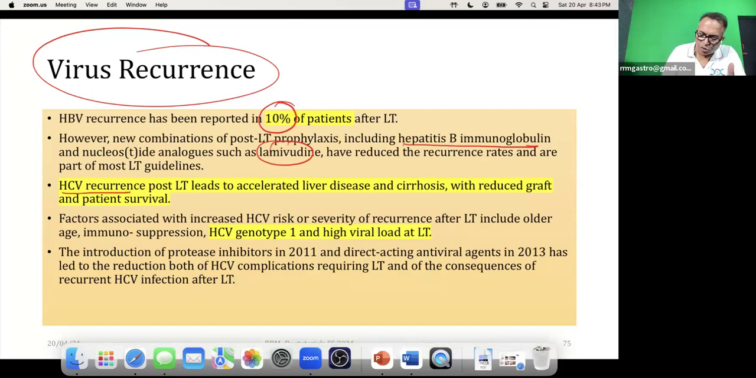Similarly, HCV recurrence has also been reduced with the help of many new drugs which have been introduced, like protease inhibitors. So for HCV and hepatitis B virus, both risk factors are decreased nowadays. Virus recurrence is decreased. Remember that point.